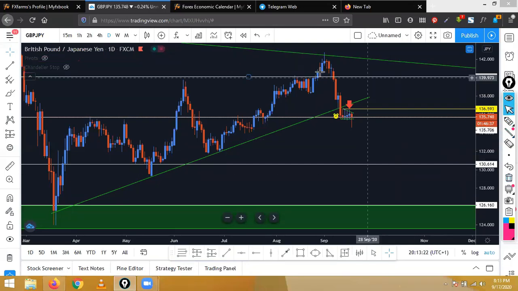So this is one of the reasons I encourage traders to do the analysis on TradingView. I use weekly pivot too.